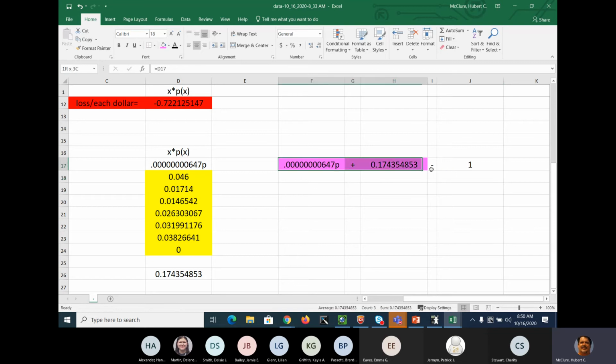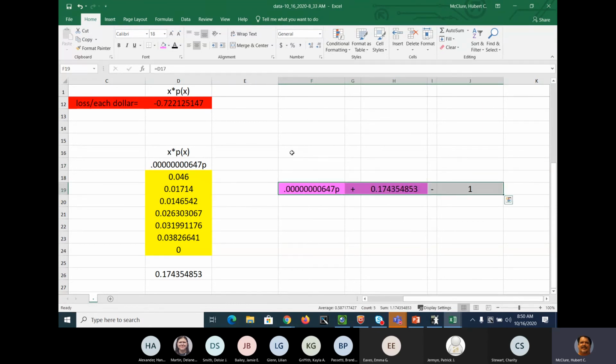Let me just do this. Control C, Control V. Oh. Control V. Why is it not? Control C. Control V. Oh, shoot, forget it. I was going to try to do that, but it won't let me.